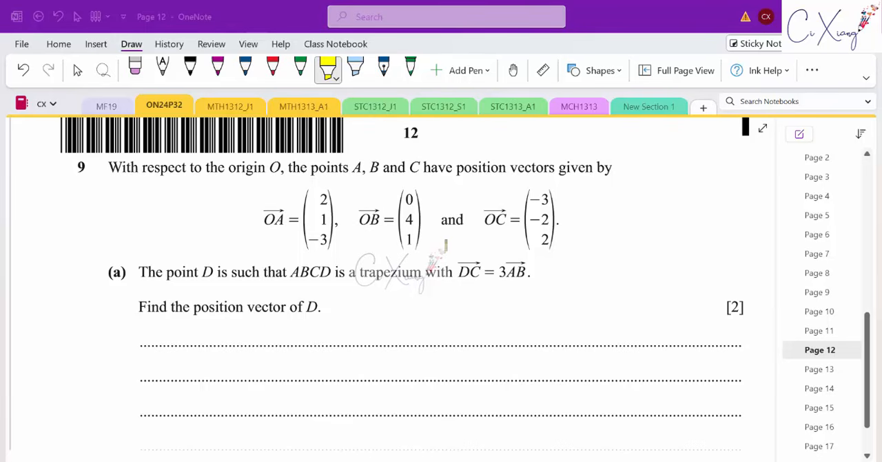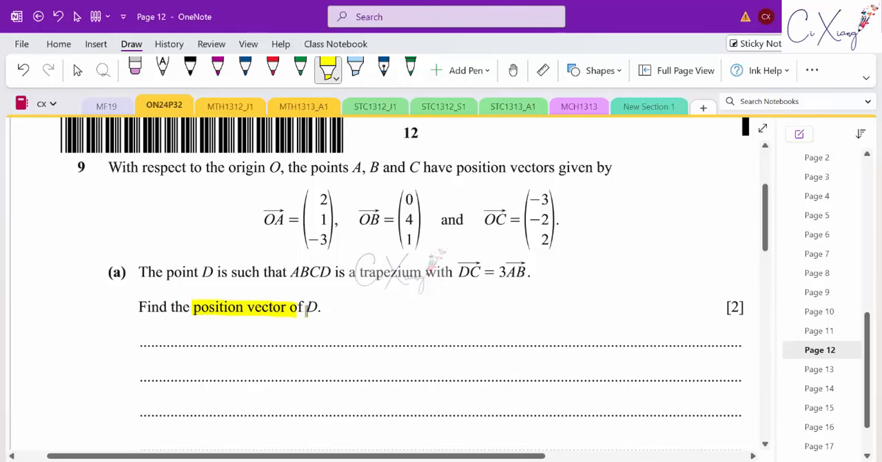Alright, so now we are at question number 9. We are given 3 position vectors for the points A, B, and C, and they want us to find the position of D in part A. Of course they give us some information about the point D. So the point D is such that ABCD is a trapezium with DC equals to 3AB. That means DC is longer, AB will be shorter, and DC is equal to 3AB.